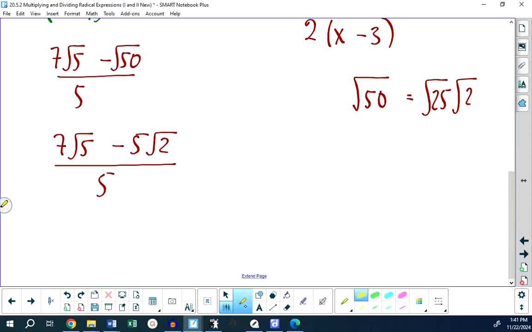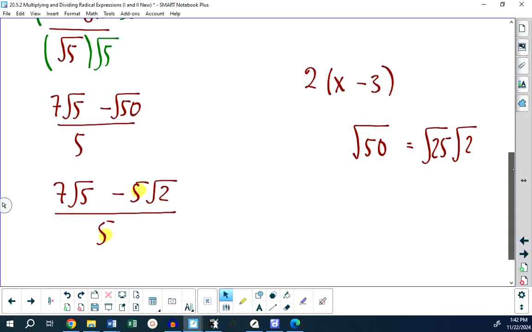Oh, can I cancel these two 5s? 5 is not a factor of the top. If this number here were 10, then I could factor a 5 out and cancel. But it's a 7. So that is our answer.